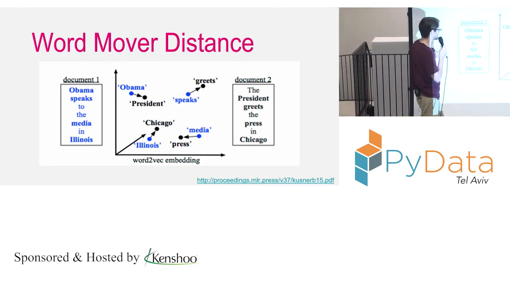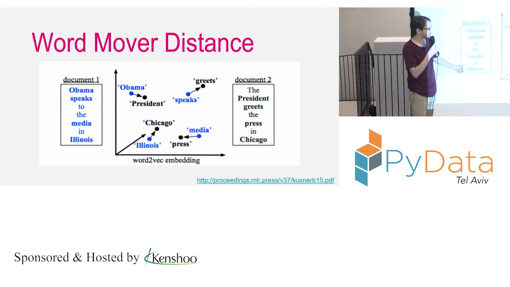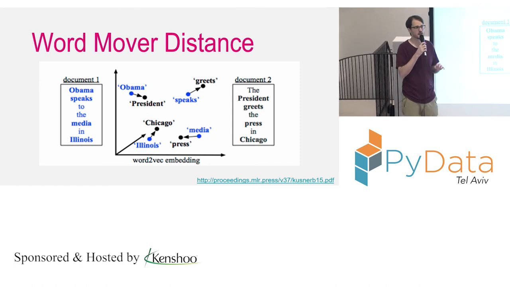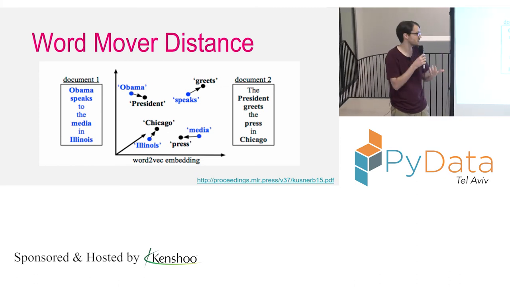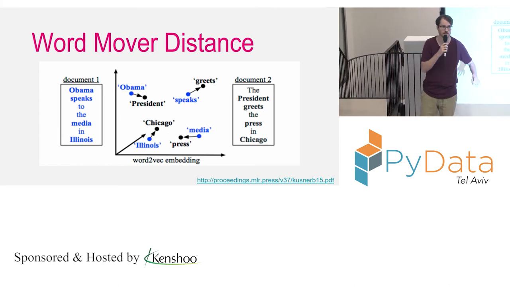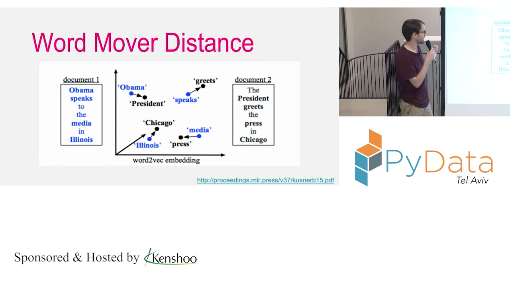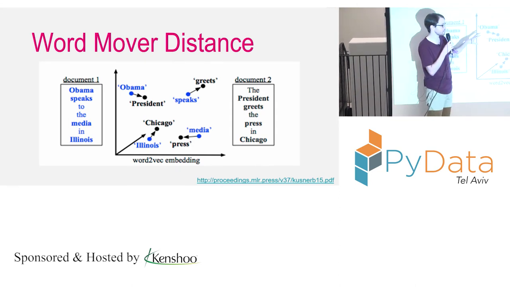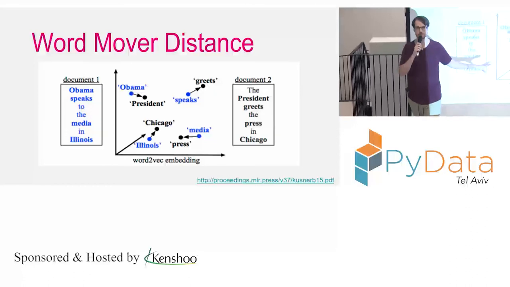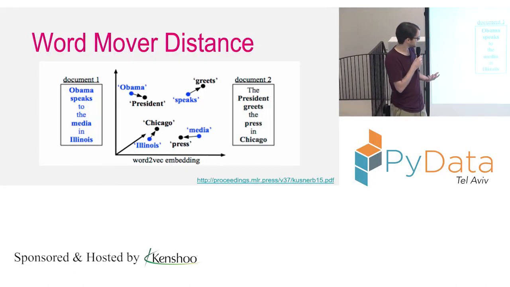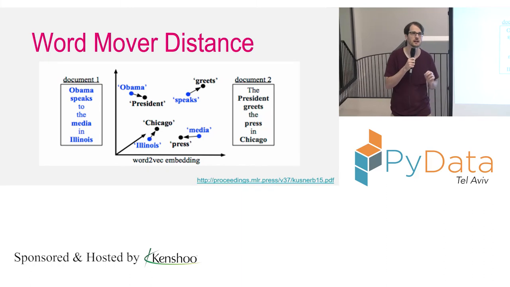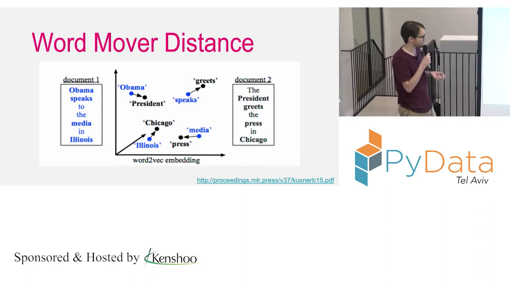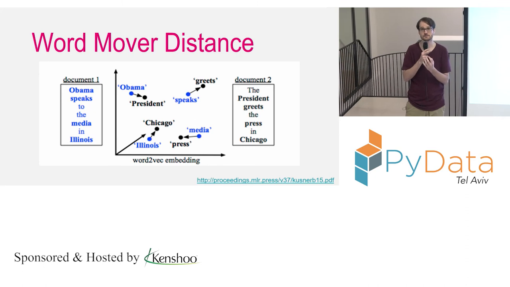Assume we have two sentences: Obama speaks to the media in Illinois, and the president greets the press in Chicago. The first thing I do is throw out all the stop words. The stop words are those little words that don't convey any meaning, like to, the, in. So we throw them away. Now we take the remaining words, and we project them using word2vec onto the embedding space. What do we know about the embedding space? In the embedding space, if we have two words with similar semantic meaning, they'll get two close vectors.